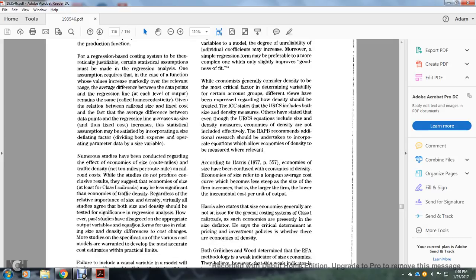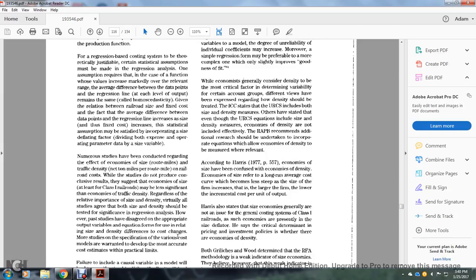Numerous studies have been conducted regarding the effect on railroad costs of the economy of size, route miles, and track density, measured in net ton-miles per route mile. The studies produce results suggesting that economies of size, at least for Class 1 railroads, may be less significant than economies of traffic density, regardless of the relative importance of size and density. Virtually all the studies agree that both size and density should be tested in the regression analysis. However, past studies have disagreed on the appropriate output variables and the equation form relating density to cost.